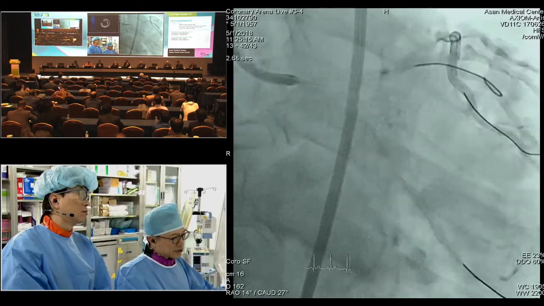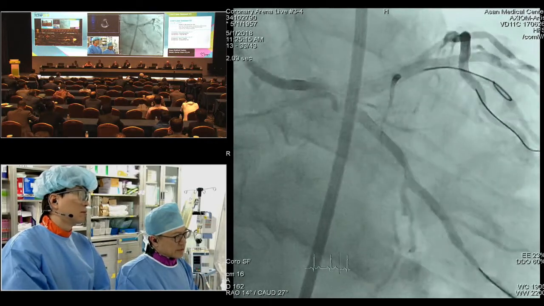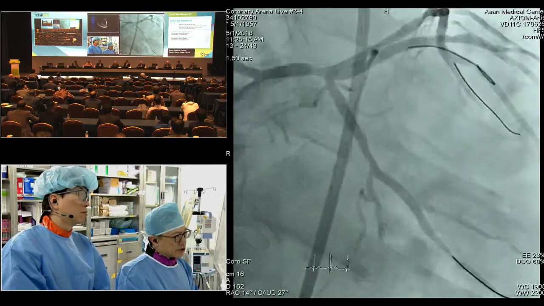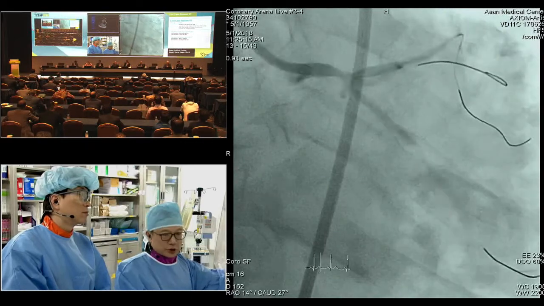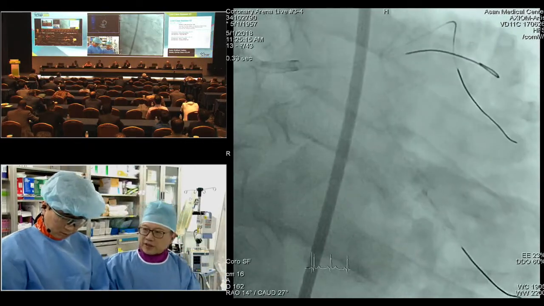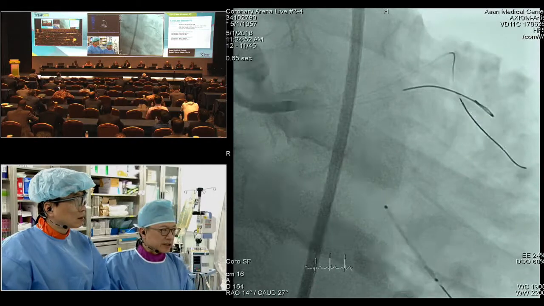Obviously, a French guide, but it's a JL configuration. So that's how I approach it for now. It's obviously not trying to do a two-stent technique here because there's not enough disease in the circumflex to do a two-stent technique.